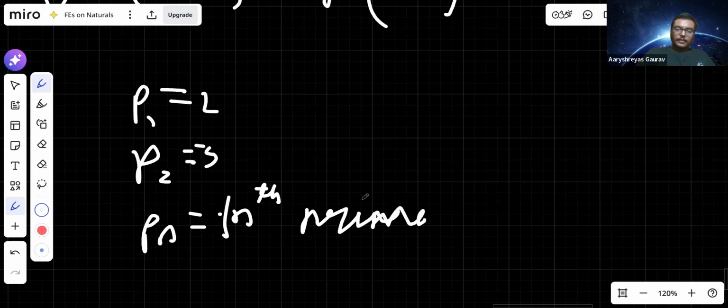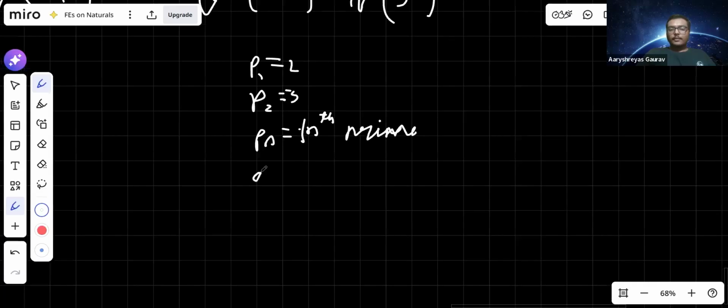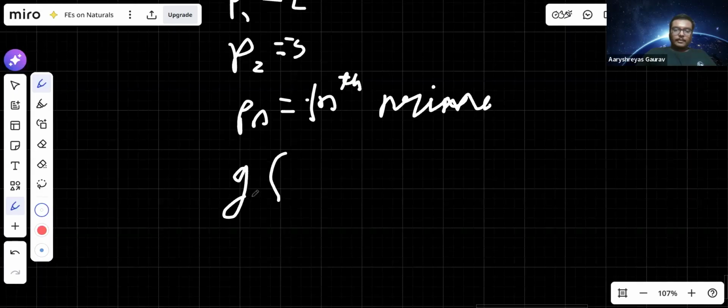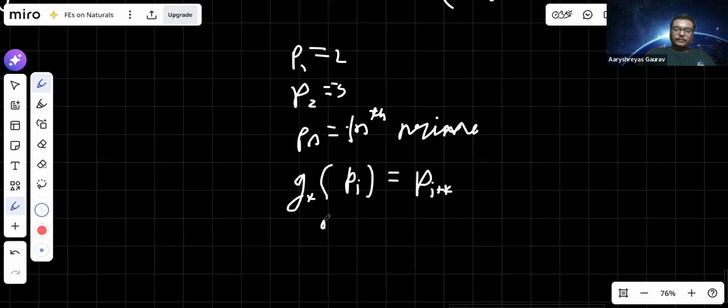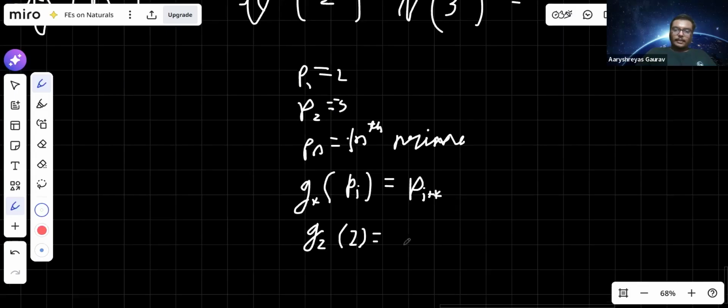And then I define another function, let's call it Gk, where Gk of Pi is just P of i plus k. Like I am shifting the primes. If I write G2 of 2, then since P1 is 2, I will be writing P3, which will be 5.